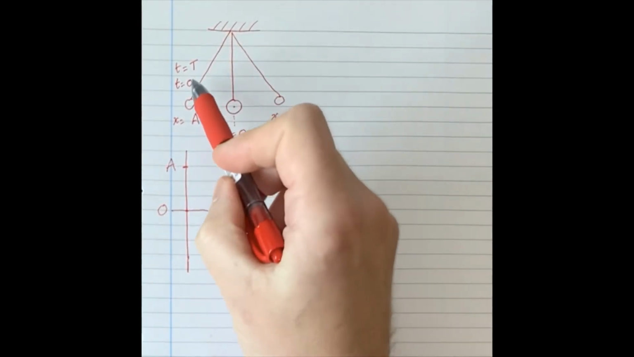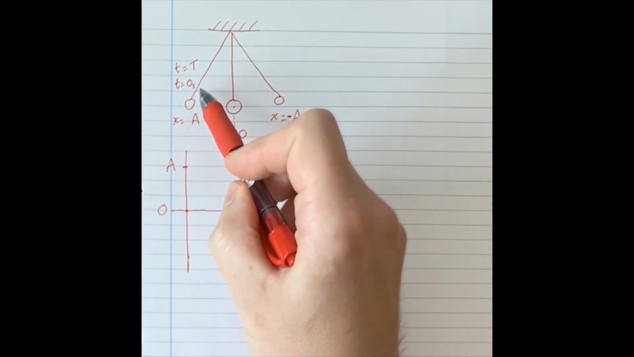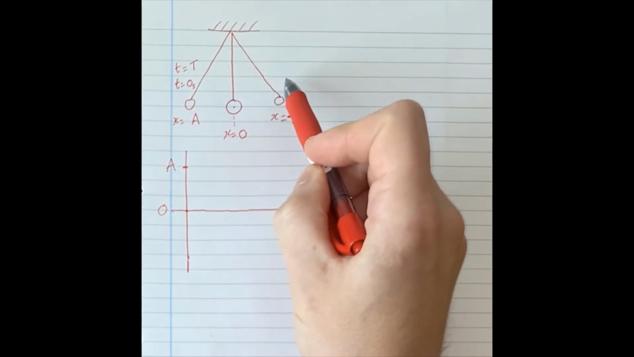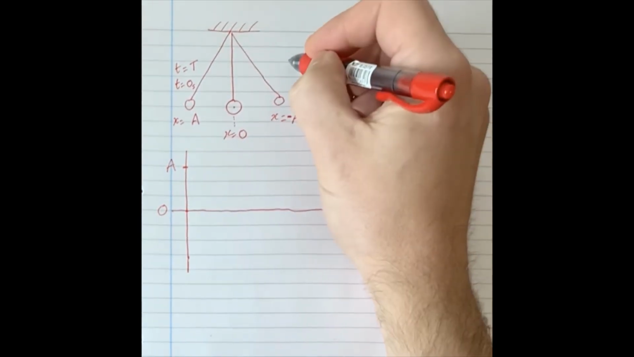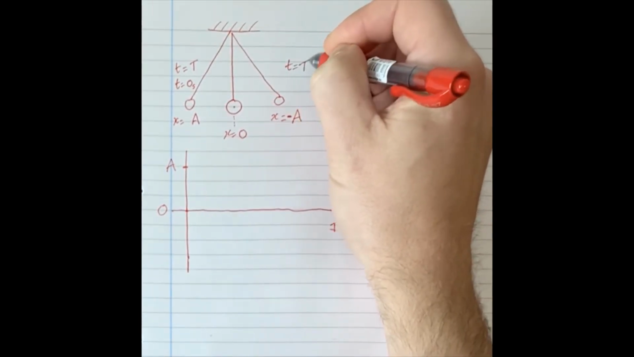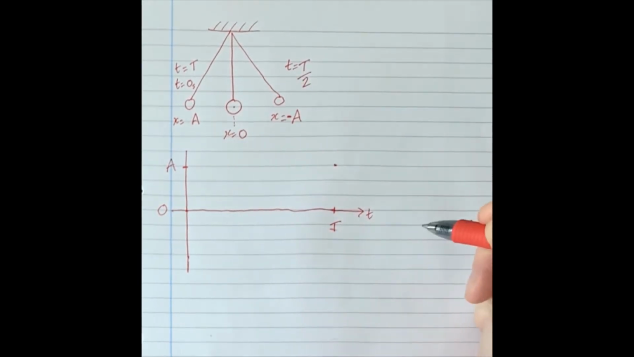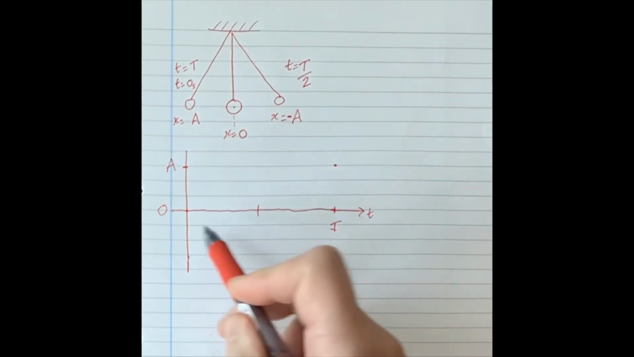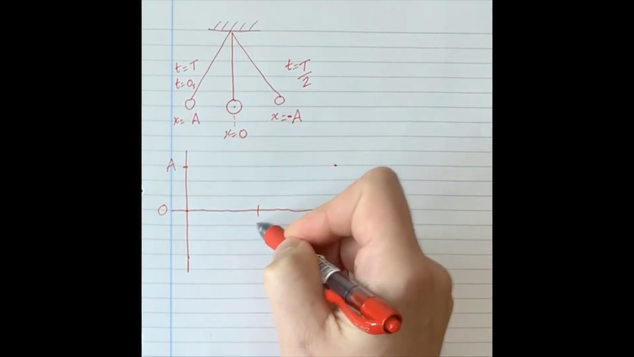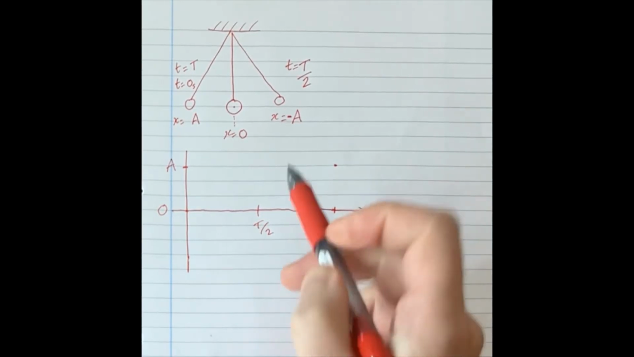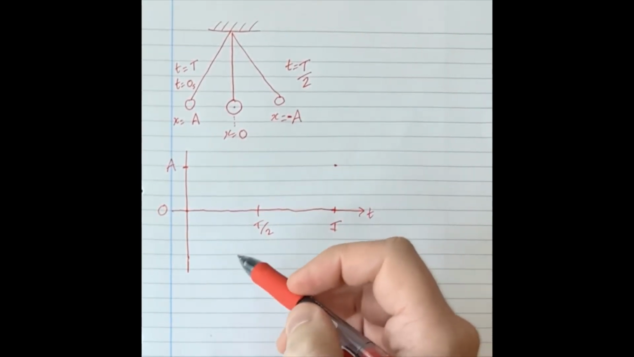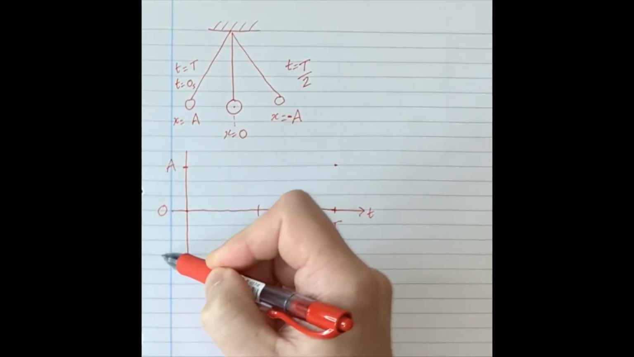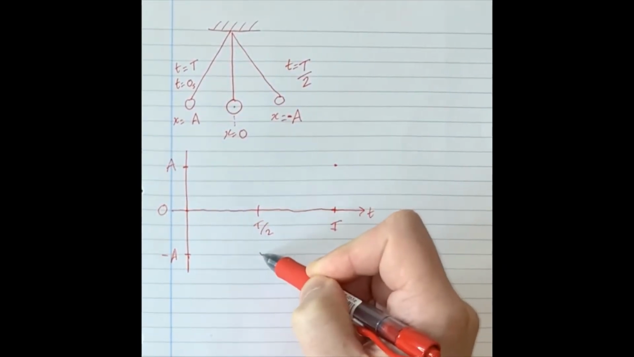Now let's look at some other things that are going to happen. When it gets all the way over to here, it's halfway through its cycle. So the time at this point is going to be half the time period, roughly half between 0 and the time period. So this is going to be half the time period. We're saying that it's going to be at a maximum negative displacement, so it's going to be here.